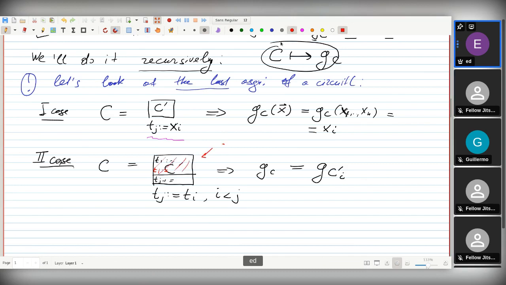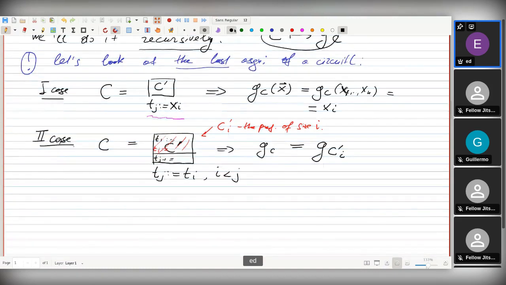We can discern c prime i, the prefix of size i. Is this idea clear? Yes. By induction hypothesis, we have already defined these functions for all the prefixes. Hence, we can take one.